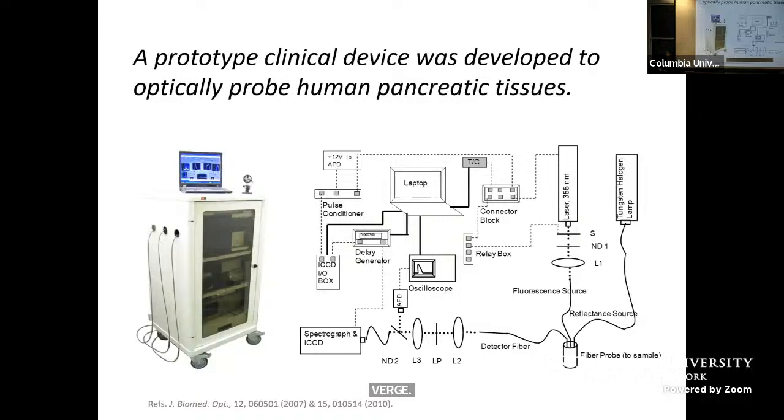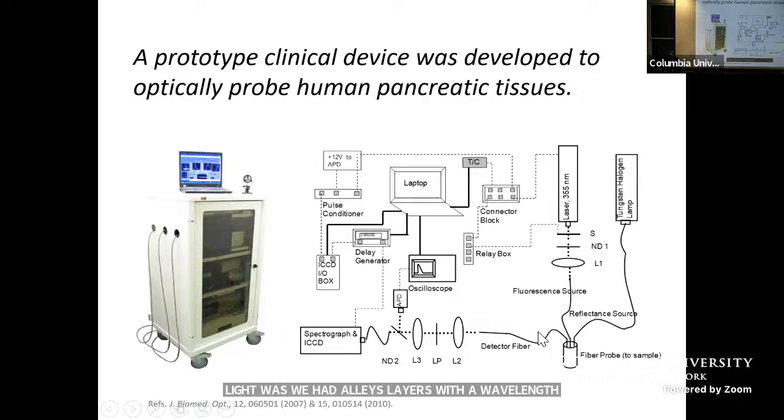So this is a photograph here on the left of a clinical device. This was our prototype. We had a broad spectrum lamp to illuminate tissue to collect reflectance signals. The light was delivered to the tissue via fiber optic probe assembly. We had a laser of an appropriate wavelength to excite fluorescence from the tissue. This is endogenous fluorescence, again, delivered to the tissue via fiber optic probe.